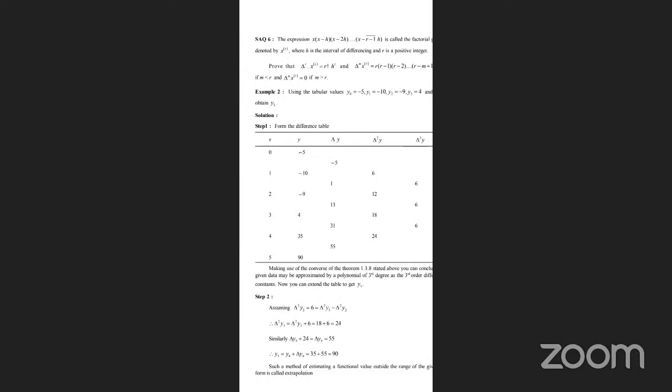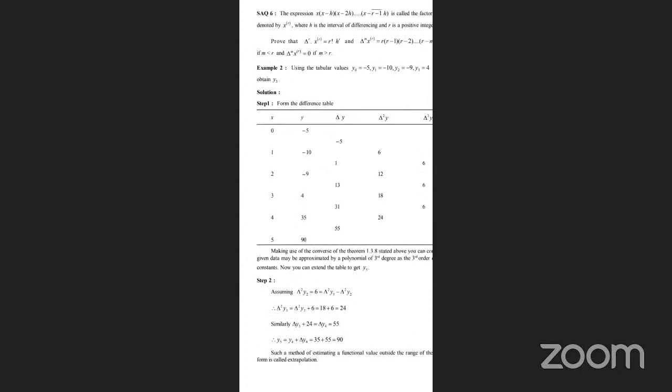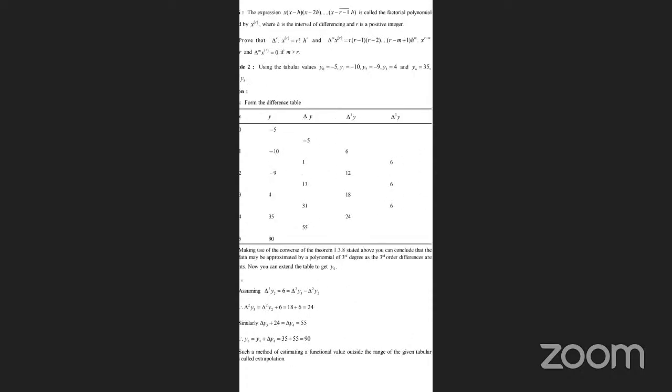So another problem you have to do is that using the tabulated values, y0 is equal to -5, y1 is equal to -10, y2 is equal to -9, y3 is equal to 4, and y4 is equal to 35, obtain y. So x is 0, 1, 2, 3, 4, 5. The values I am writing: -5, -10, -9, 4, 35, 90. And then we are writing the same values here: -5, -10, -9, 4, 35, 90.